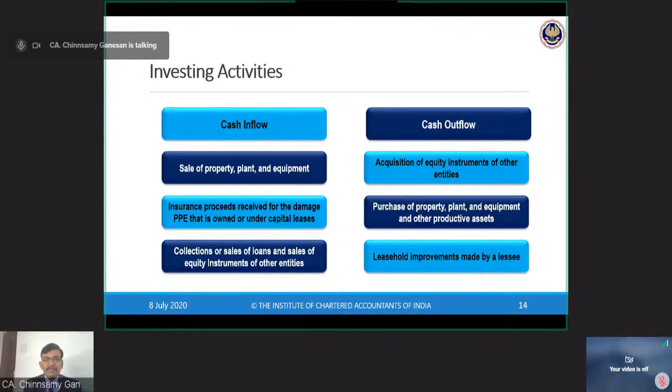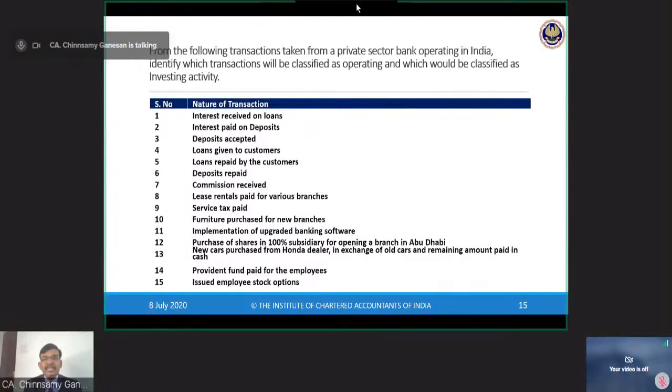So what I'm doing is I'm just taking another example. Somebody has asked a question also relating to a banking company, right? So what is the question which is coming in? From the following transactions taken from a private sector bank operating in India, identify which transactions will be classified as operating and which will be classified as investing. So they are asking both the questions.